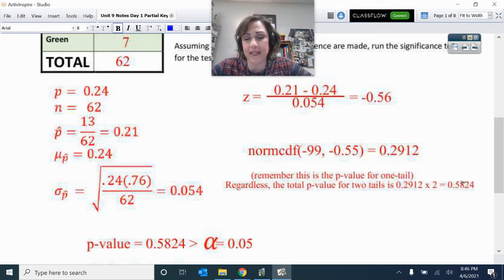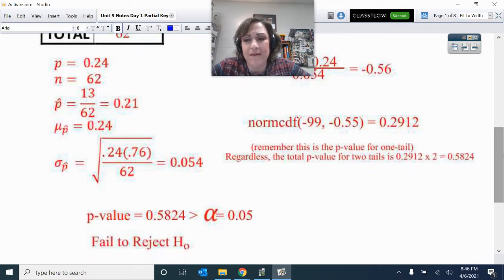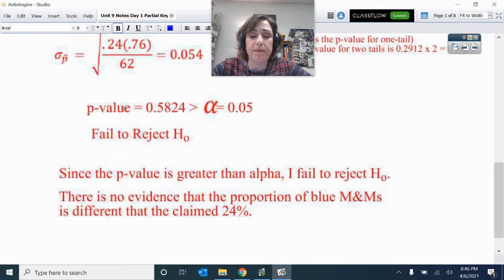So 0.5824. There's a 58.24% chance that I would have gotten the sample results I got, or something more extreme, if the true proportion of blue M&Ms is 24%. Not unusual whatsoever. So here we go. My p-value is definitely greater than alpha. I fail to reject. I don't have any evidence that the proportion of blue M&Ms is different than the claimed 24%.